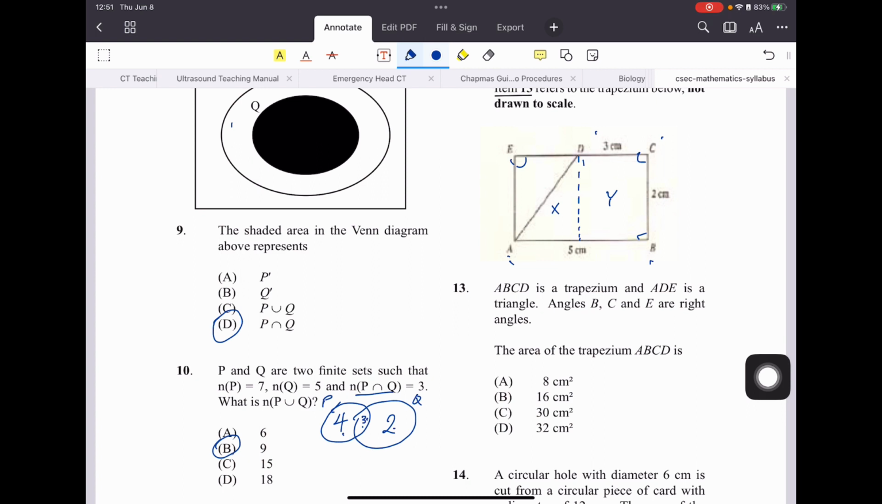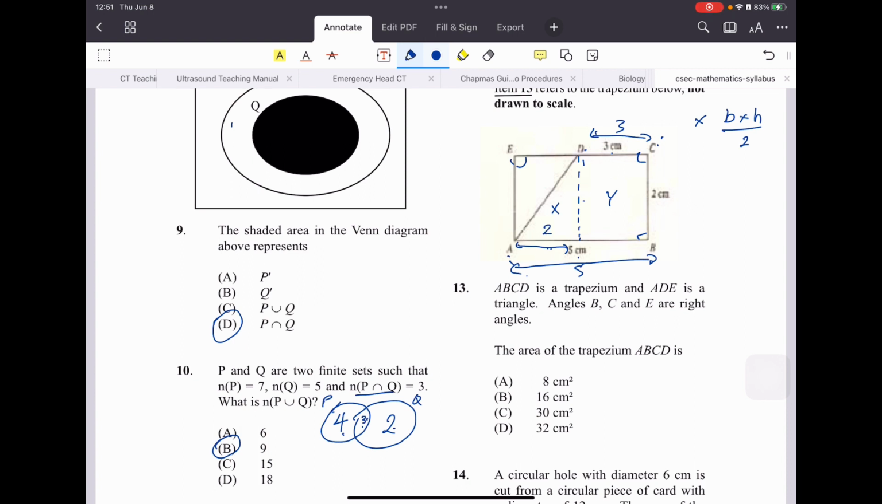So X would be base times height over 2. Now how do we find our base and how do we find our height? Well, they tell us that this whole length here is 5 centimeters. And now they're telling us that the length between D and C is 3 centimeters. So to find this small part here, we simply take away 3 from 5 and we will find that remaining part. So 5 minus 3 is 2. So base is 2 centimeters.